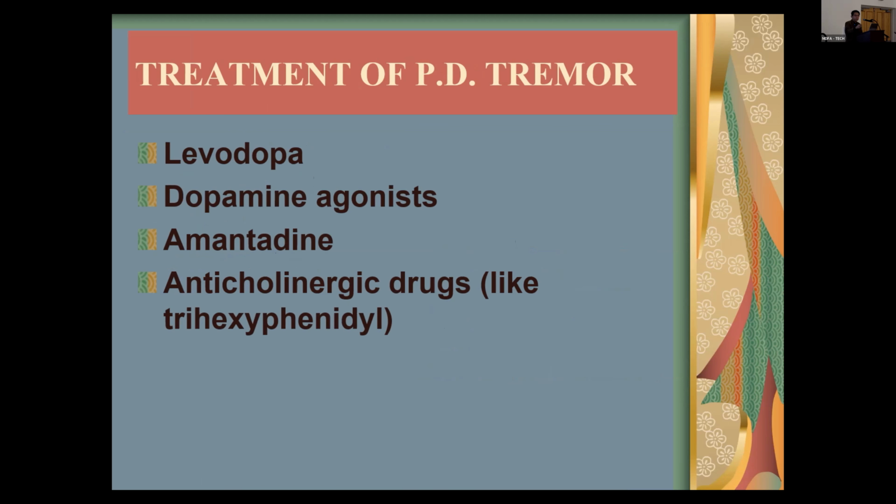And then I'm not going to go through the specifics of treatment of Parkinson's. I just want to introduce you to what kind of tremors we see in clinical practice. But if I suspect you have Parkinson's, then these are the most common treatment options. So levodopa is number 1, and then dopamine agonists, amantadine, and anticholinergic drugs, which are quite effective, but can cause many side effects, especially in the elderly.